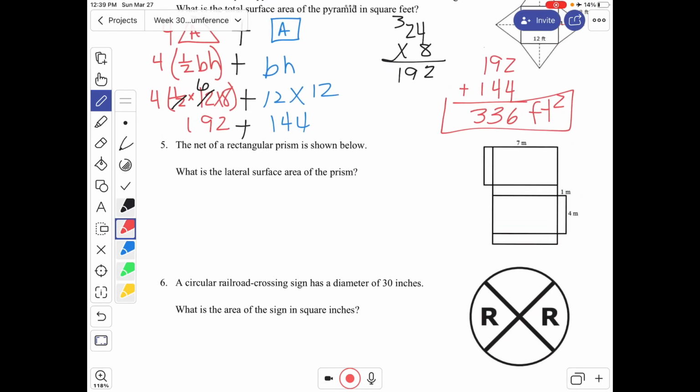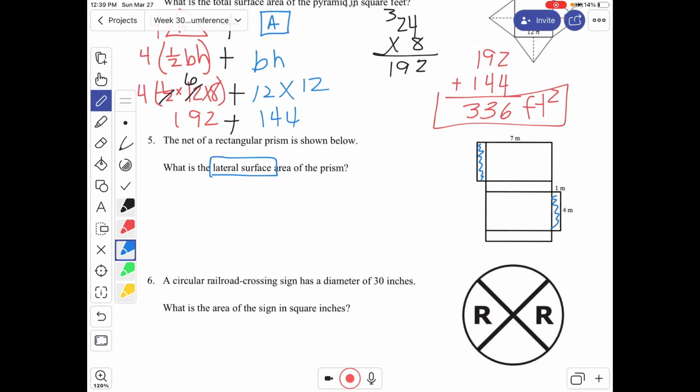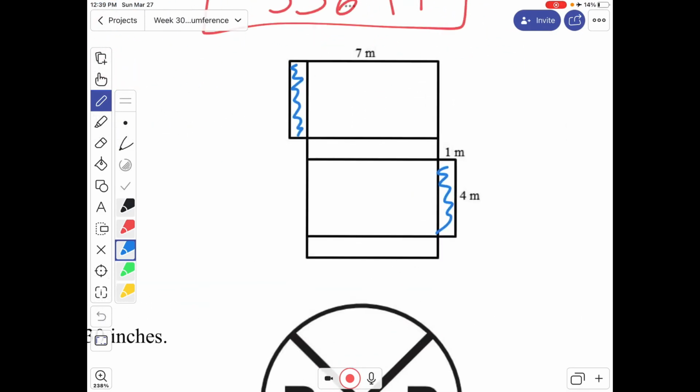Number 5, the net of a rectangular prism is shown below. What is the lateral surface area of the prism? Lateral means we don't include the bases. Well, I'm going to say that the bases are these little tabs sticking out. So we just want the area of the rest of it.